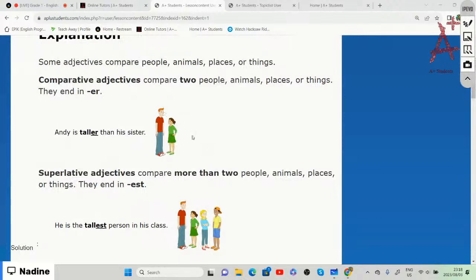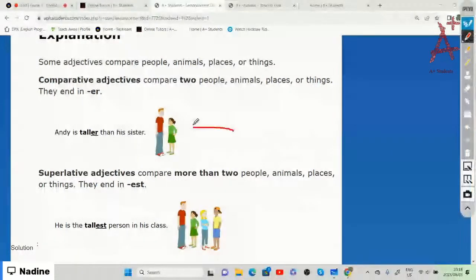In this case, the picture we see on top, these two siblings are being compared. So Andy is taller in height than his sister. And in the bottom one, Andy is being compared to his friends, or people in class. So they are saying he is the tallest in the class, which means there are, of course, more than two people in class.